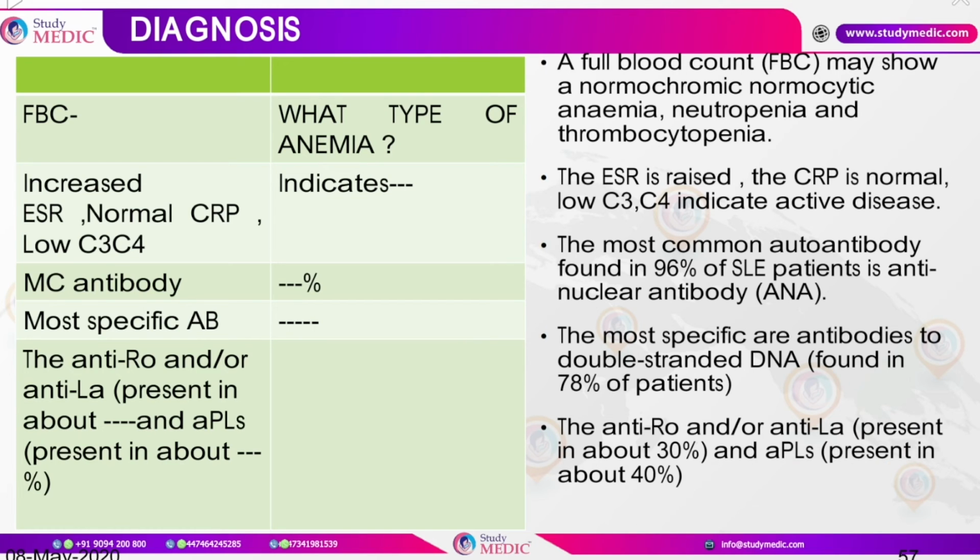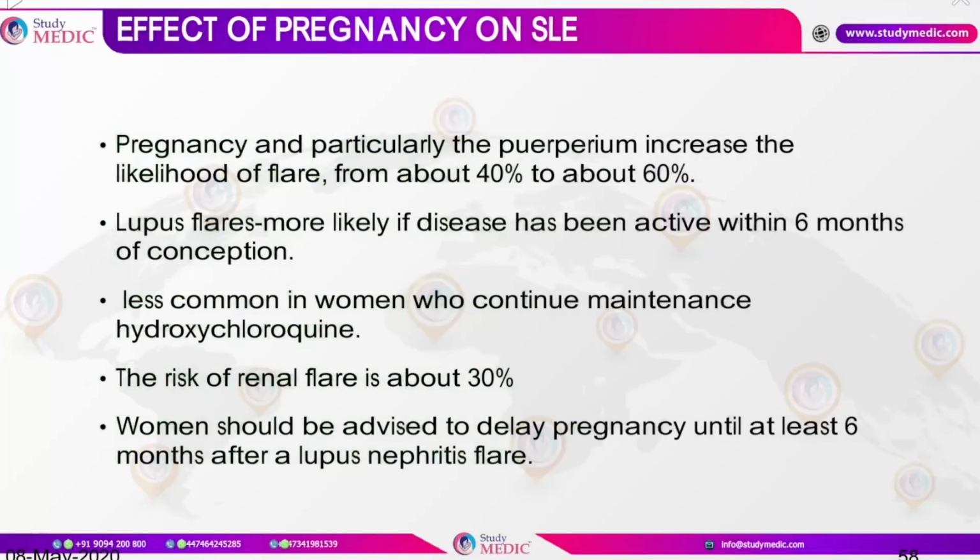Talking about anti-Ro and anti-La, anti-Ro is present in about 30% of patients, and the La antibody is seen in about 40% of patients. This SLE topic is full of percentages. Please try to remember these percentages up to the level you can.